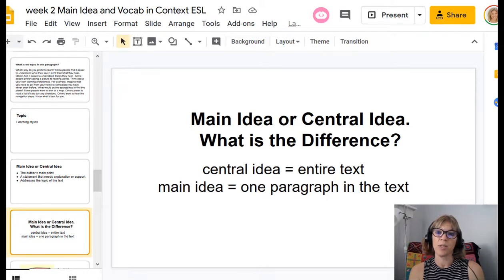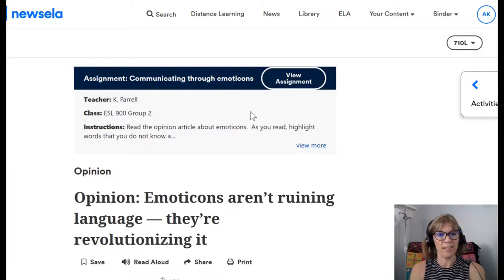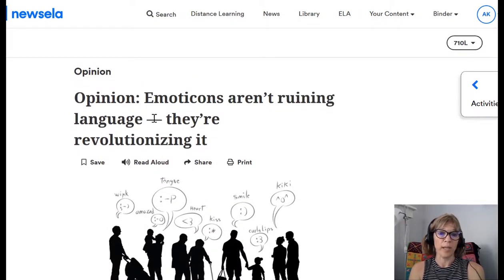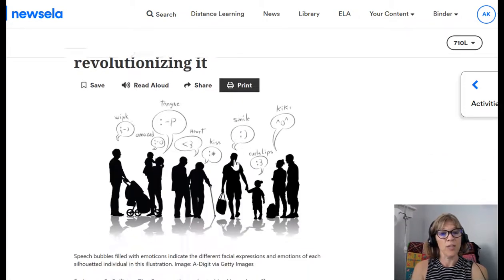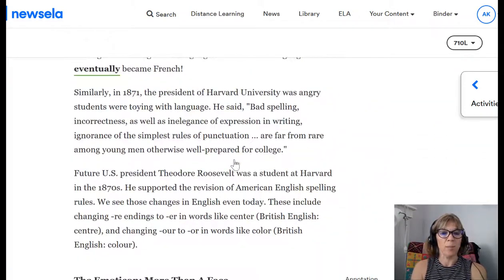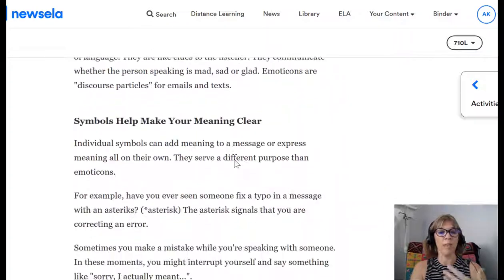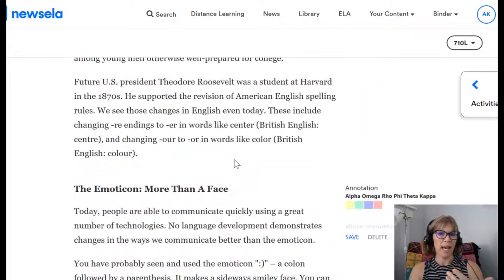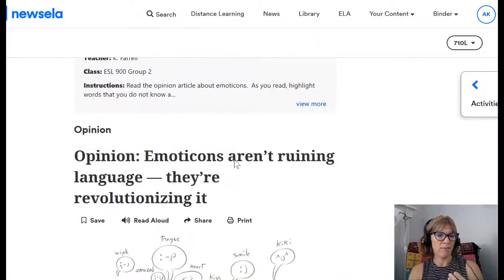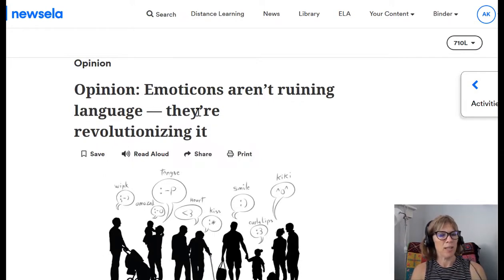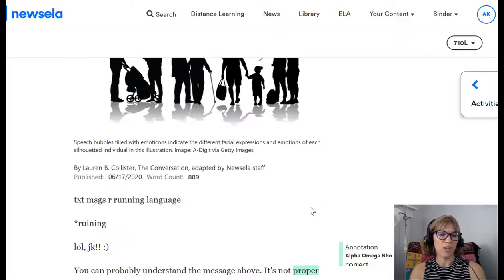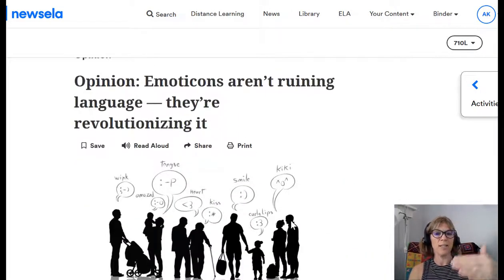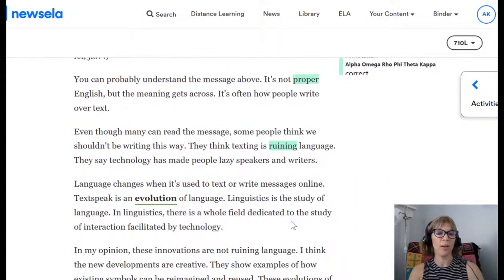So let's look at an article in Newsela as an example. So here's the article. Emoticons aren't ruining language, they're revolutionizing it. So the central idea would be the author's main point throughout the entire text. So what message is the author sending to us? And a hint, a good way to identify the central idea is to start by reading the title and then looking at the introduction and the conclusion, and you'll often find it there. But the central idea is the main point for the entire text.